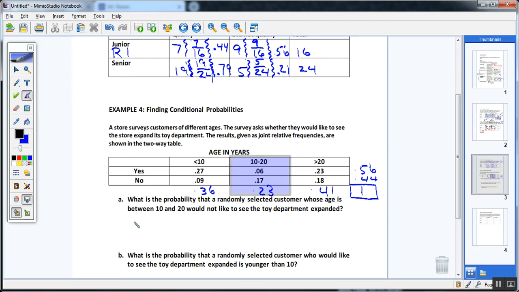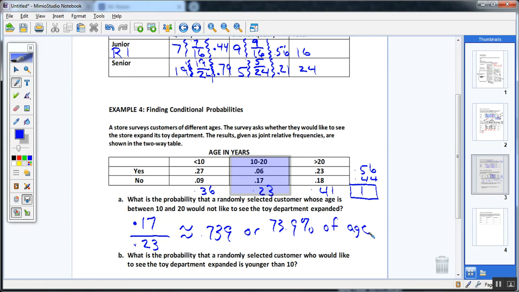So in this one right here, 0.17 said no, but what percent were between 10 to 20, kids? 0.23. So somebody run 0.17 divided by 0.23. 0.739, or I'm going to write it this way, 73.9% of people age, what age are we considering here?